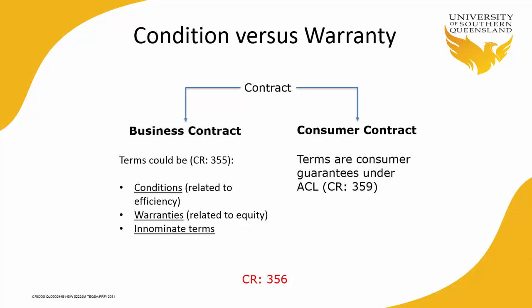So the business contract is what we call B2B. So it's between two companies or between two businesses. So the parties to the contract are companies or businesses. A consumer contract, on the other hand, at least one of the parties is a consumer, and that will bring in the ACL, as you know, the Australian Consumer Law, and that becomes then the arbiter as far as terms, because now we talk about consumer guarantees rather than conditions, warranties or innominate terms as we have under the business contract. Okay, so if it's a business contract, the terms could either be conditions, warranties, or innominate terms, or it could be a consumer contract where the terms are not called conditions, warranties, or innominate terms anymore. They are simply called guarantees under the ACL, and more on that on page 359.